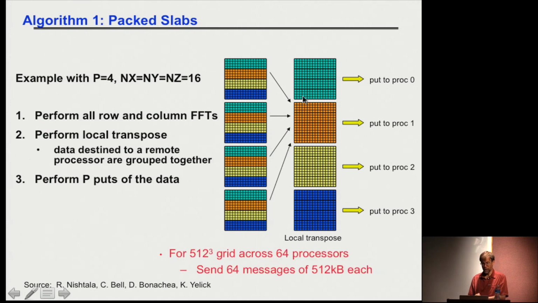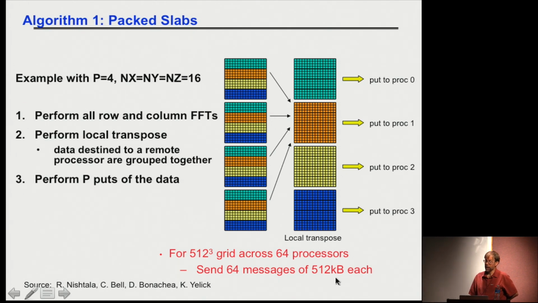Let me just show you the numbers for a bigger problem. Let's suppose it's not a 16 cubed problem, but a 512 cubed problem. And let's suppose I have 64 processors. Then how many messages am I going to send? I'm going to send 64 messages, well, except for myself. And each one is going to be as big as possible. It's going to be 512 kilobytes.